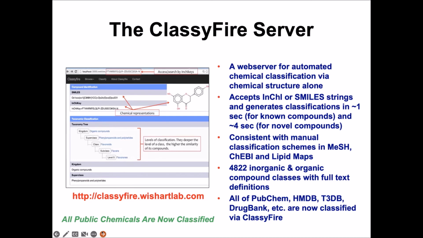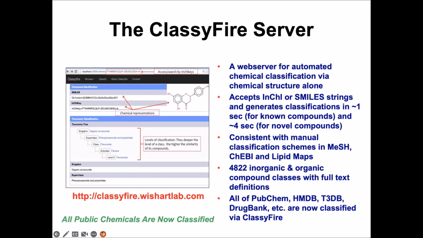We've tried to make it consistent with previous classification schemes that had been used by ChEBI and MeSH and LIPID MAPS. Right now, there are almost 5,000 compound classes with that controlled vocabulary and full text definitions. And we've been using it to classify all of the compounds up until about a year or two ago with PubChem, with our own databases, HMDB, T3DB, DrugBank.